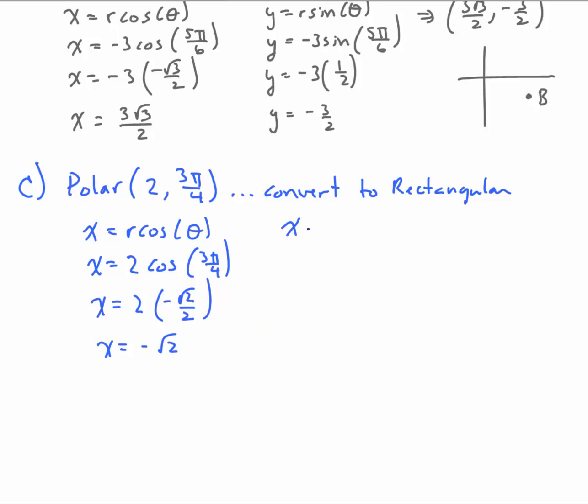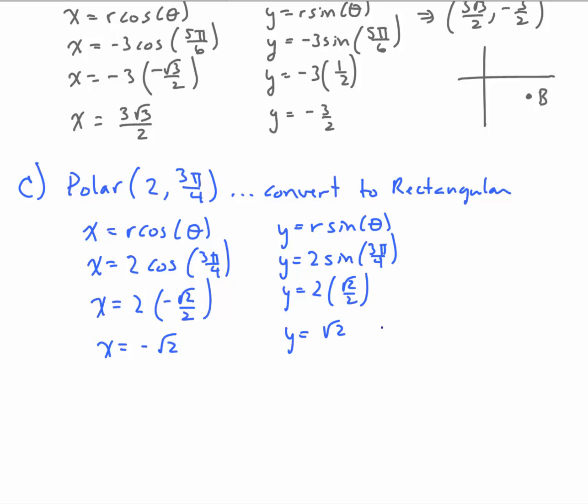Now let's go ahead and do y equal r sine of theta. R is 2, sine of 3 pi over 4. 3 pi over 4 is in the second quadrant. So sine is positive in the second quadrant, so this is square root of 2 over 2. The 2's cancel and I'm left with y equal root 2. So my point here would be (negative root 2, positive root 2).